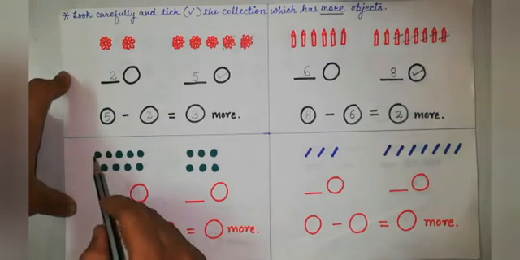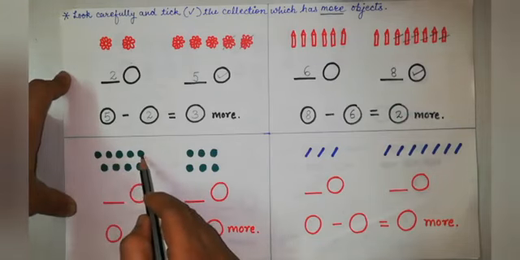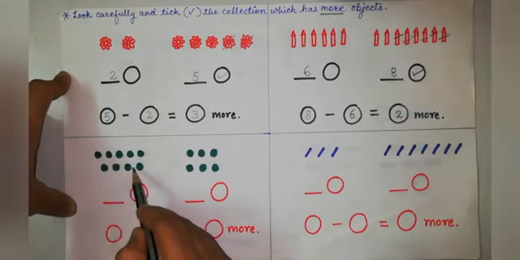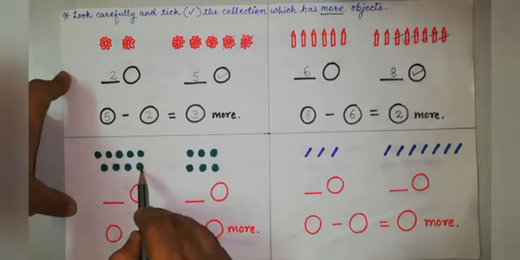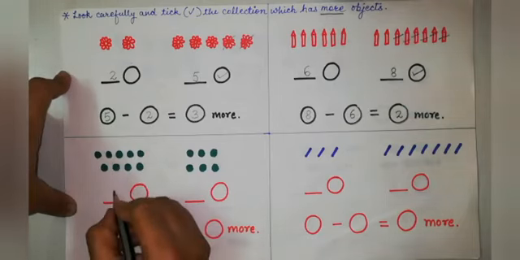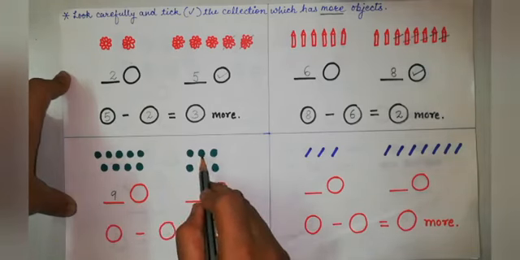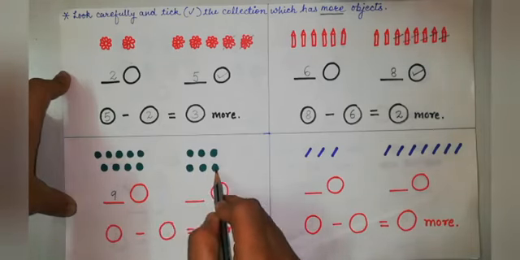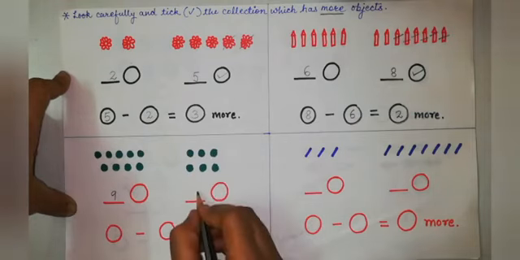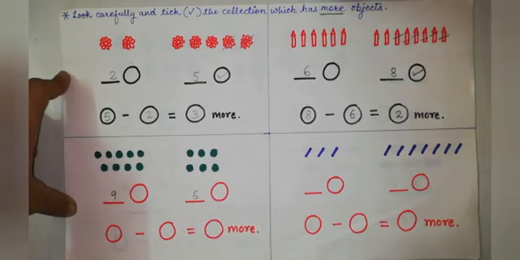Let's count it. 1, 2, 3, 4, 5, 6, 7, 8, 9. How many dots are there on the left side? 9. Now let's count next dots. 1, 2, 3, 4, 5, 6. How many dots are there on the right side? 6. Yes. Now, which side is having more dots?